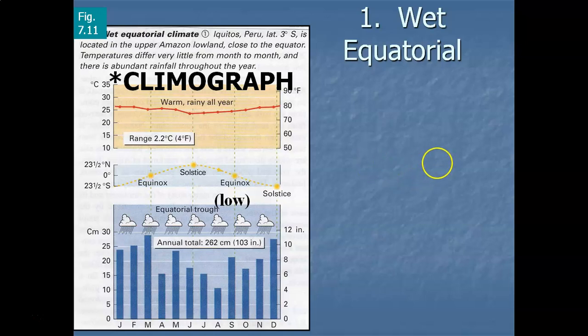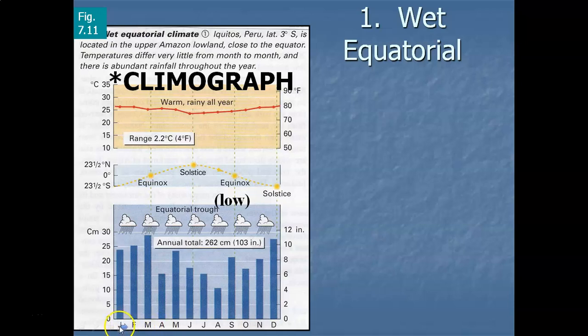Now, for each of the 13 climates, we're going to have a graph. It's called a climograph or climate graph that's showing you the two major variables that we average over 30 years to determine the climate of a place. And so we're going to be looking at monthly data, averages in January through December, for various locations on Earth.